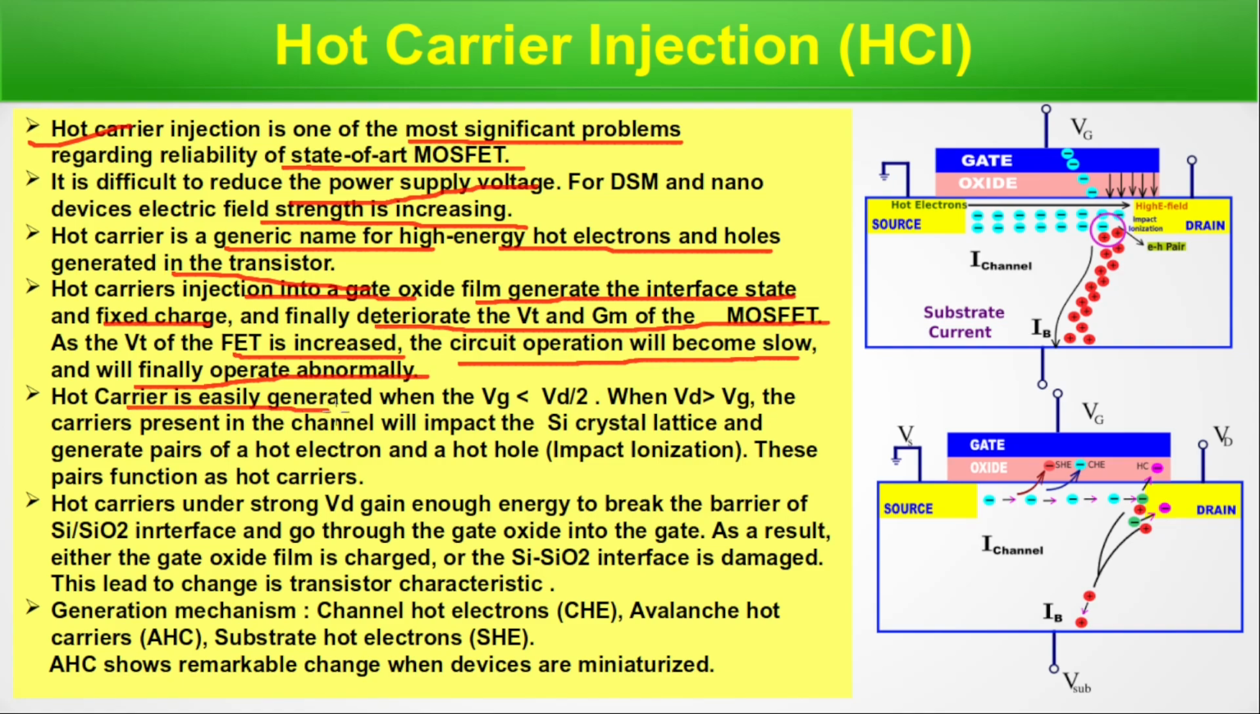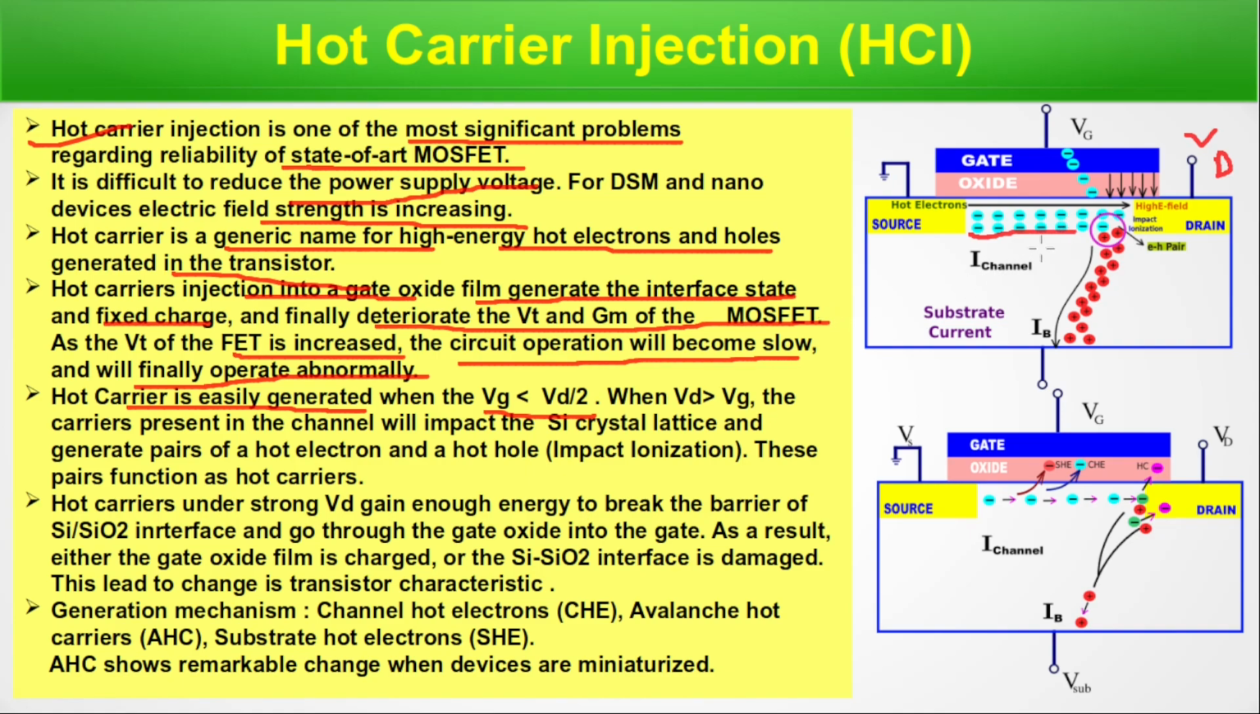Hot carrier is easily generated when VG is less than VD by 2. That means VD is much, much higher than VG. That is, VG is less than half of VD. When VD is much greater than VG, the carriers present in the channel will impact the silicon crystal lattice. If VG is very small and VD is really high, the electrons flowing from here to there become highly accelerated. Once they are accelerated, they impact the lattice.